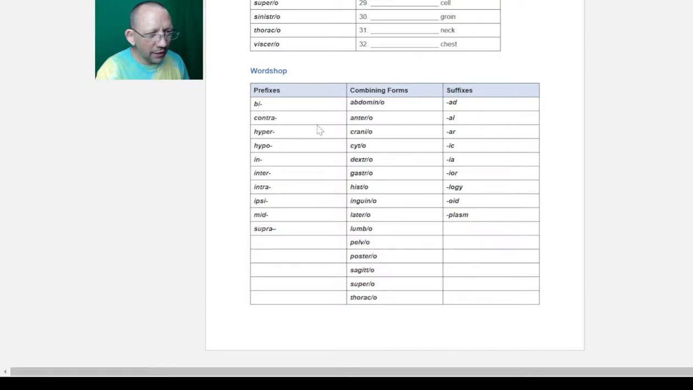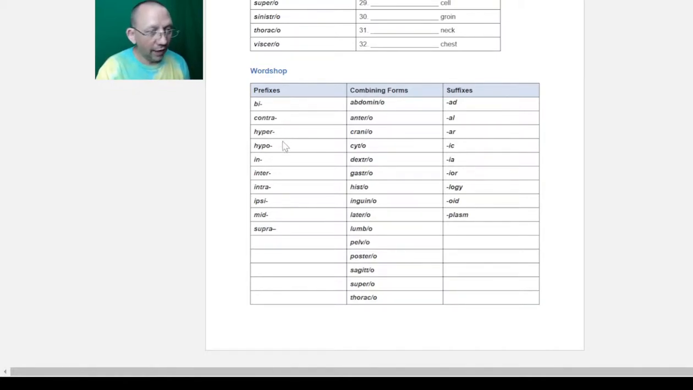Let's do bi. What's a good one we can do? Well, let's do cranial. So bicranial. Cranial means head, right? Cranial, skull. So bicranial, there you go. That would be a word. Contra means against. So you have to know what each one of these means. So bi means two. Contra means opposite.